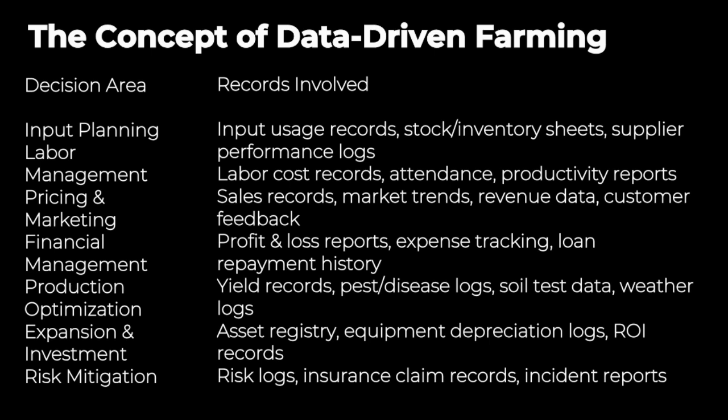5. Production optimization: yield records, pest and disease logs, soil test data, weather logs. 6. Expansion and investment: asset registry, equipment depreciation logs, ROI records. 7. Risk mitigation: risk logs, insurance claim records, incident reports. By integrating this information, farmers can minimize wastage, maximize ROI, and plan for the future with greater certainty.